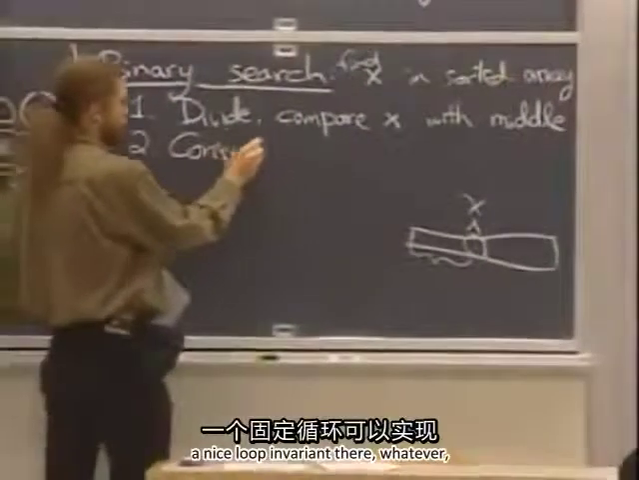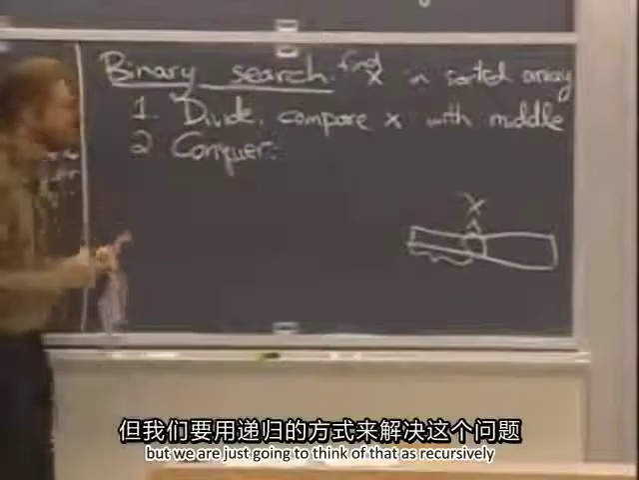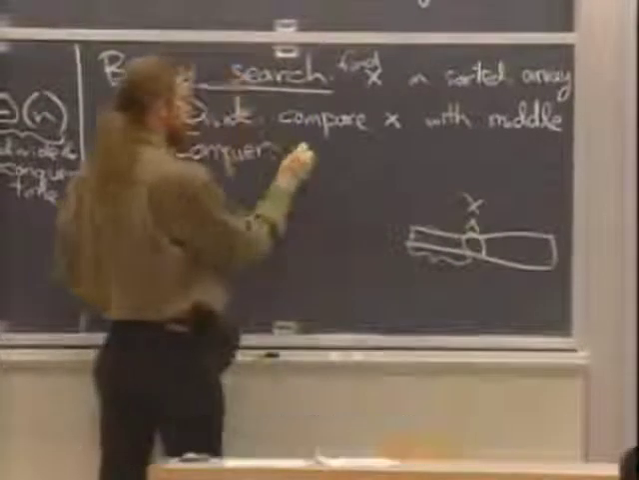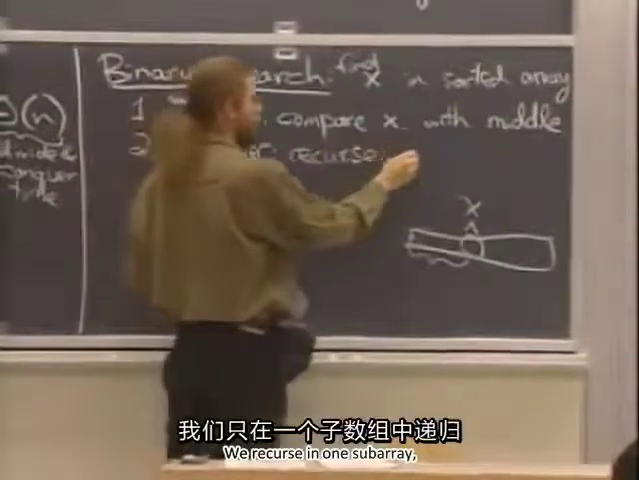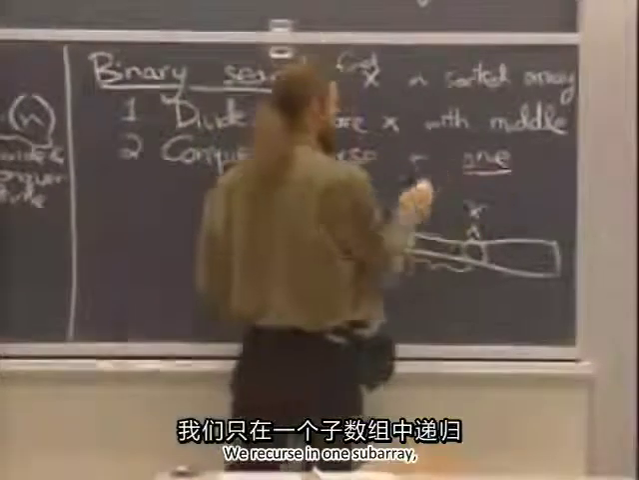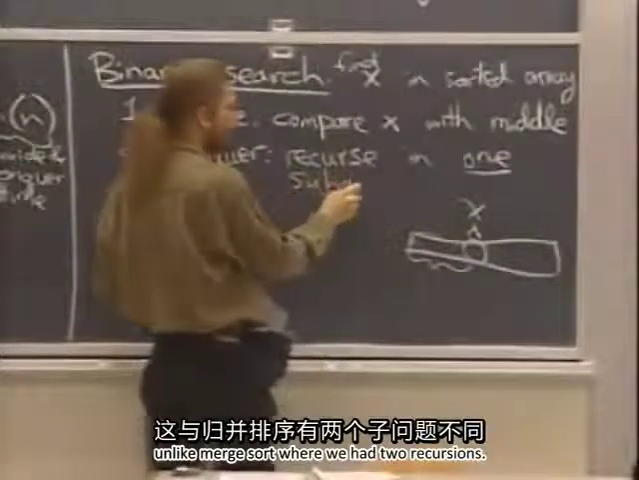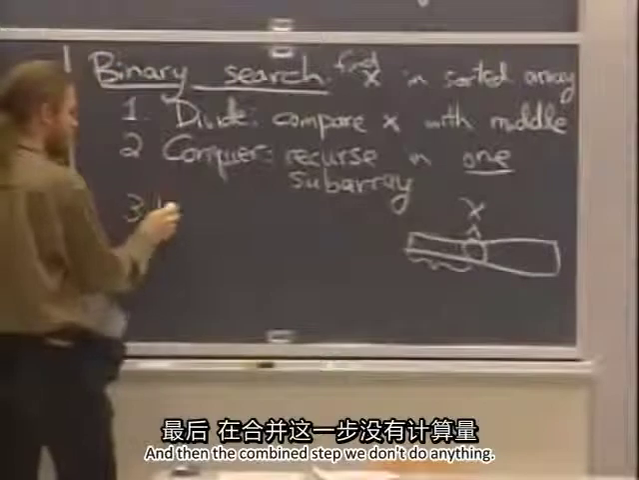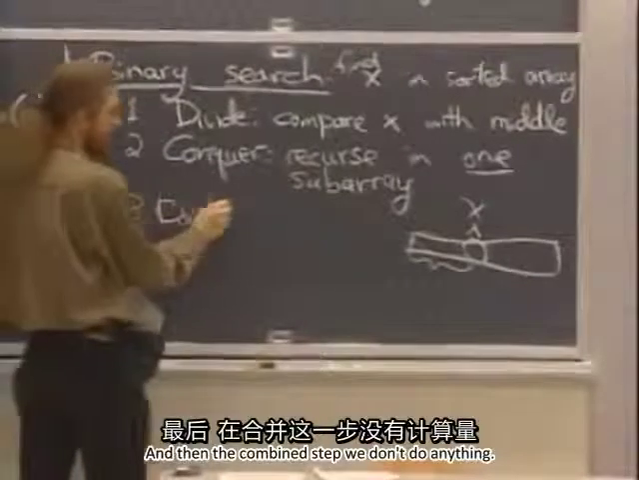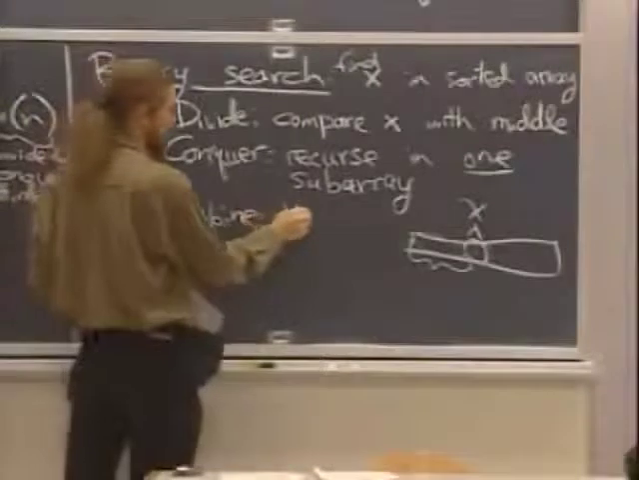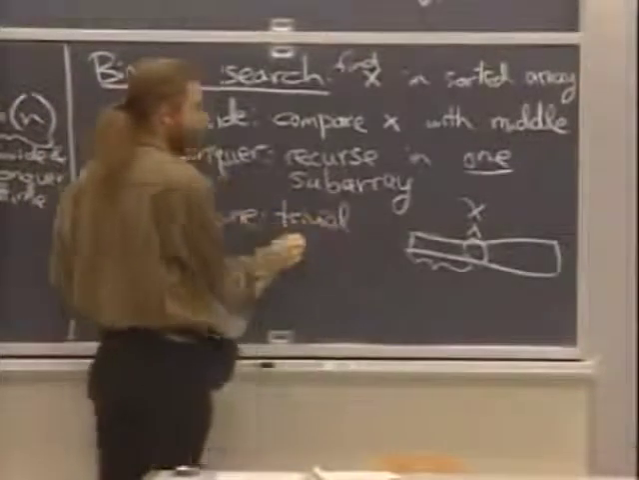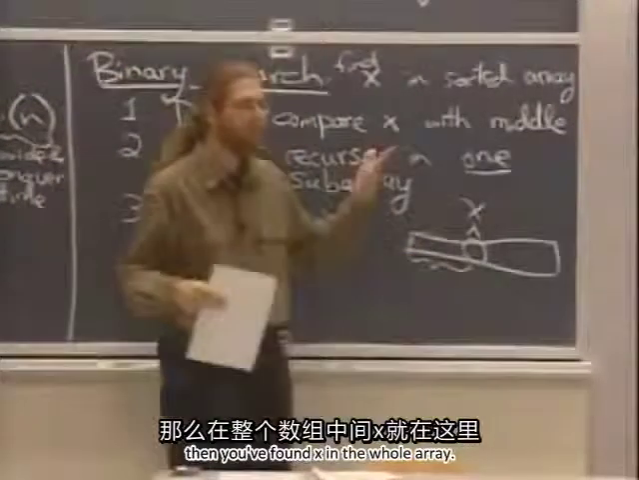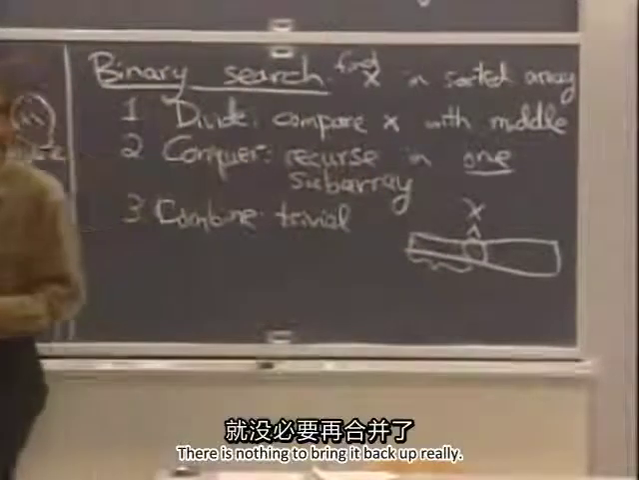Nice loop invariant there, whatever. But we're just going to think of that recursively. I'm going to solve the problem of finding x in this subarray. So we recurse in one subarray, unlike merge sort where we had two recursions. And then the combine step, we don't do anything. If you find x in here, then you found x in the whole array. There's nothing to bring back up, really.